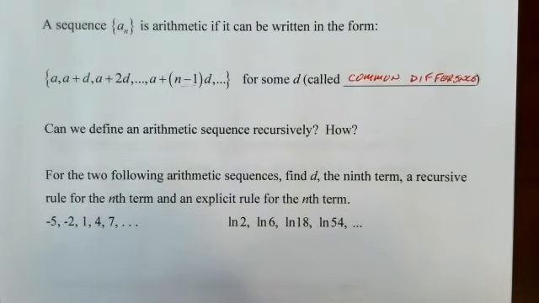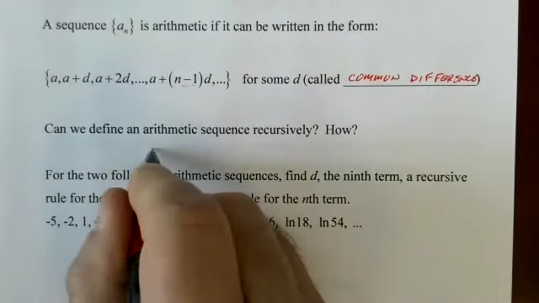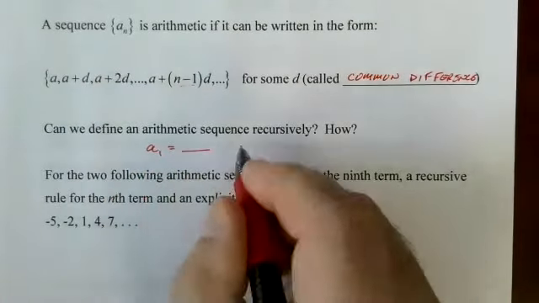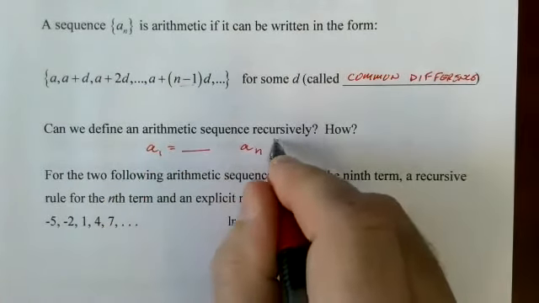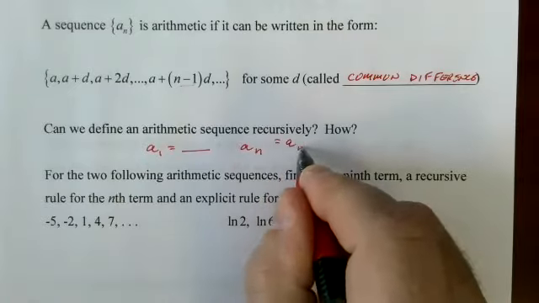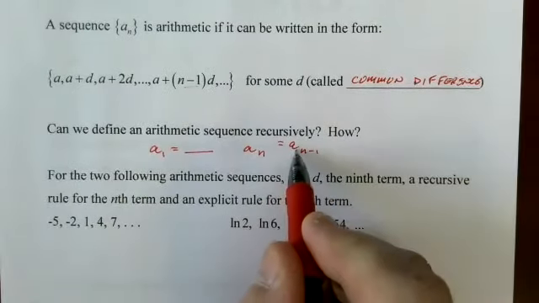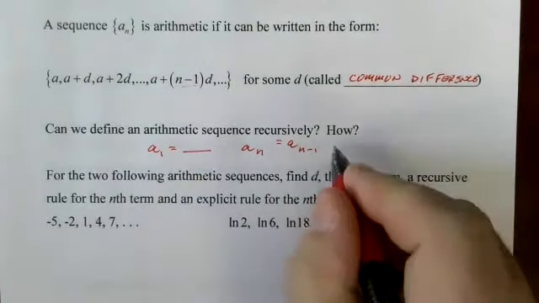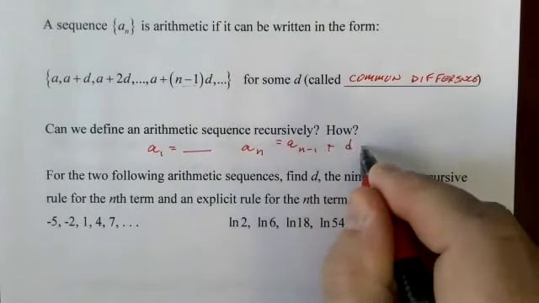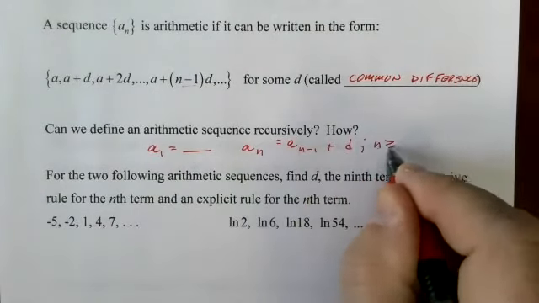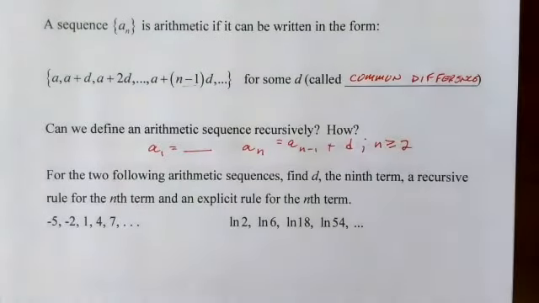Can we define an arithmetic sequence recursively? Yeah, piece of cake, sure. We just have to say A1 is a certain value and then An is A of n minus one, the previous value. Apologize when my A's get little tails like that. Plus the D, and then we always chuck in this, assuming n is greater than or equal to two. The first one is there.